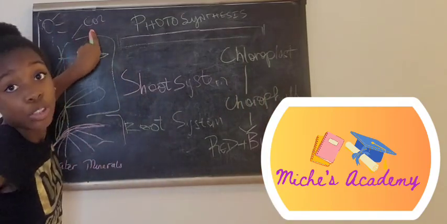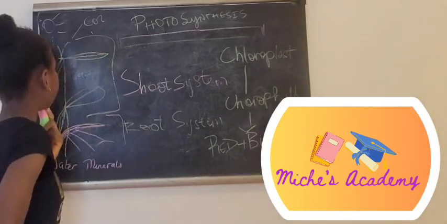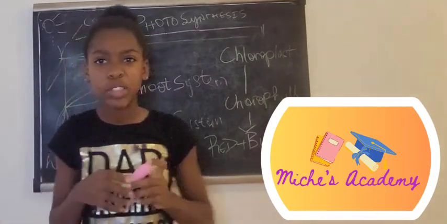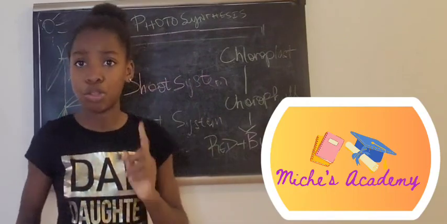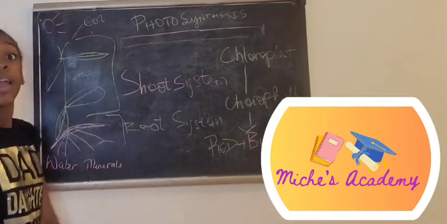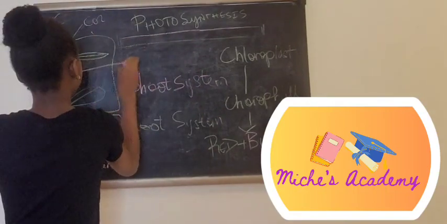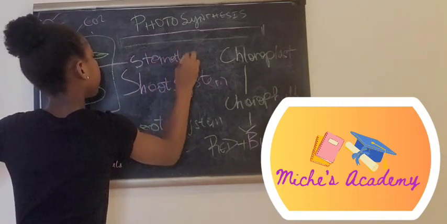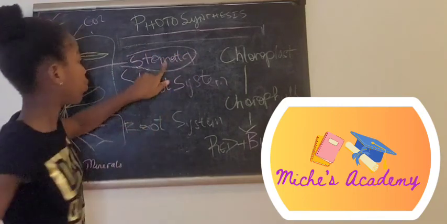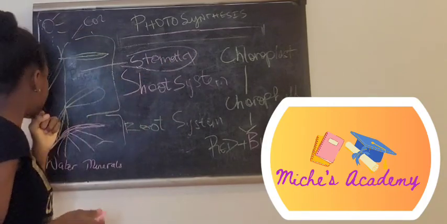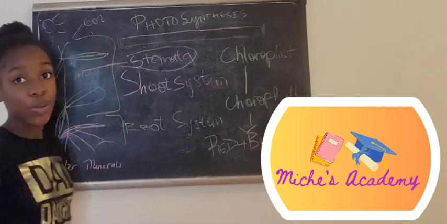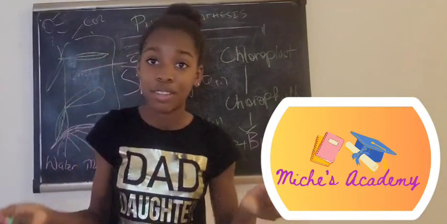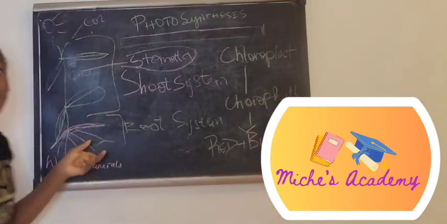Now, where does carbon dioxide come through from? Carbon dioxide comes through little tiny openings called the stomata, which can be found on the leaves. Stomata. As for water and minerals, those enter through the roots. That's why they are classified under the root system.